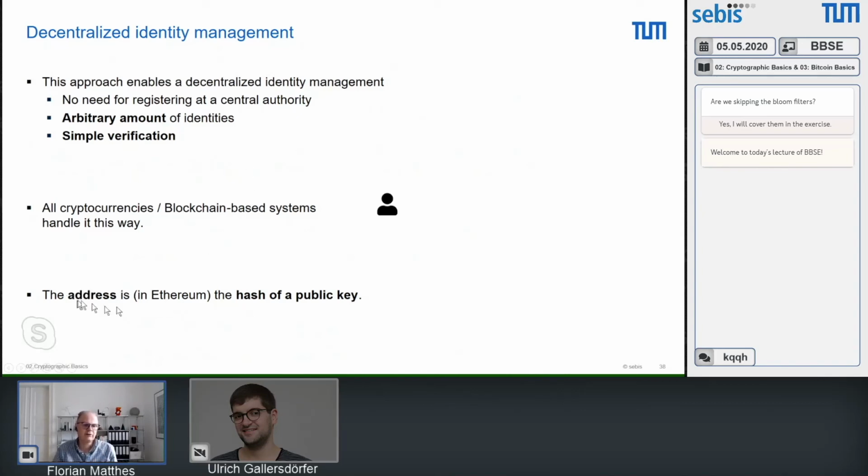Again, the address of your wallet, or the address of your account, is the hash of the public key you use for signing messages.